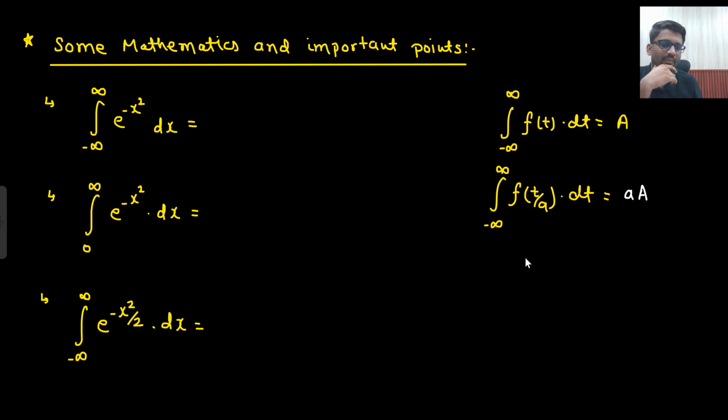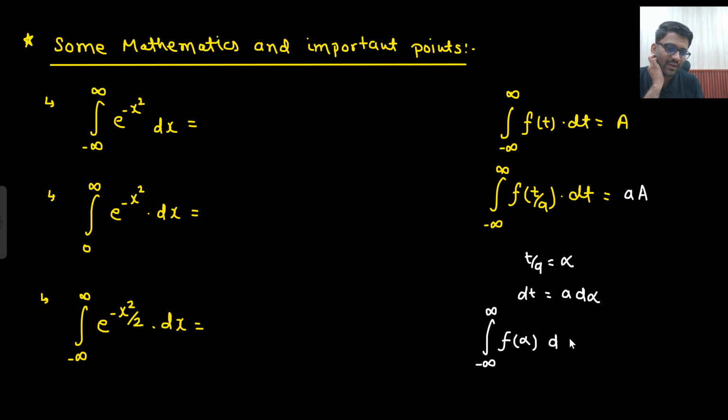Basically, you can put t by a is equal to alpha. So dt would be equal to a d alpha. Then you can put minus infinity, because if t is minus infinity, then alpha is also minus infinity. If t is infinity, then alpha is also infinity. F of alpha, and in place of dt you put a d alpha. A goes outside. So what is this? This is equal to capital A only. So the answer is A into A.